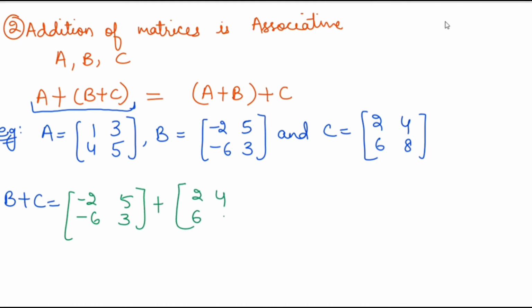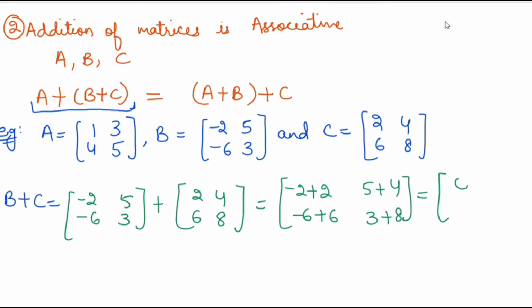We have minus 2, minus 6, 5, 3 plus 2, 6, 4 and 8. On solving this we have minus 2 plus 2, 5 plus 4, minus 6 plus 6, 3 plus 8 and we get 0, 0, 9 and 11. Okay, now we have to add matrix A. So A plus B plus C.